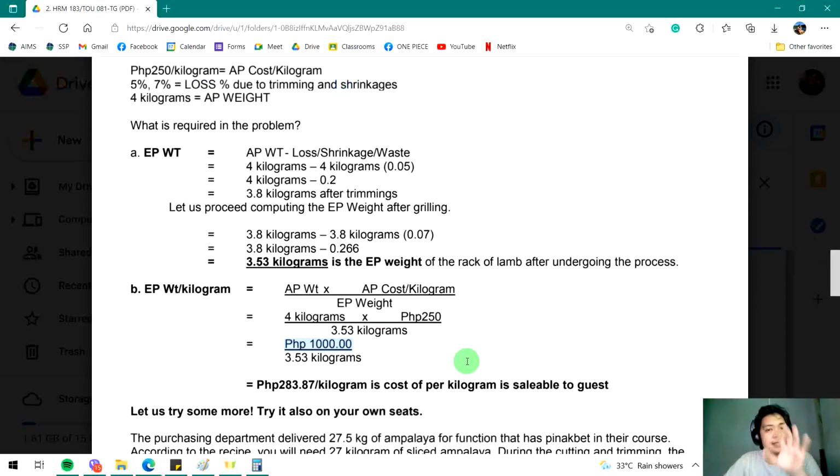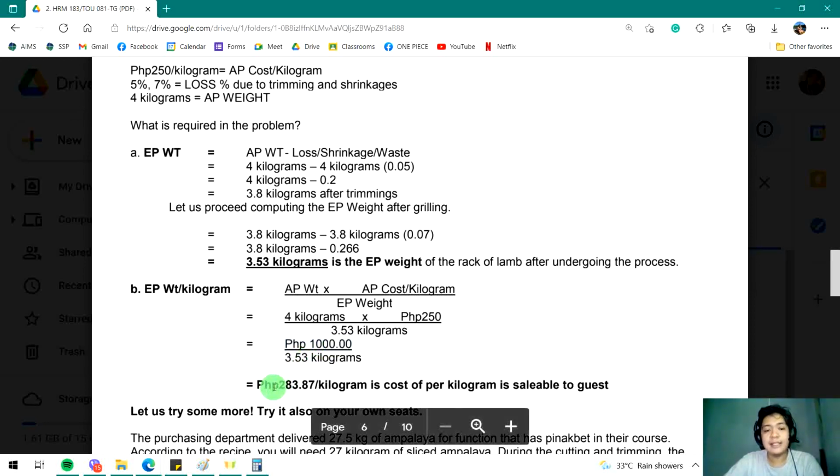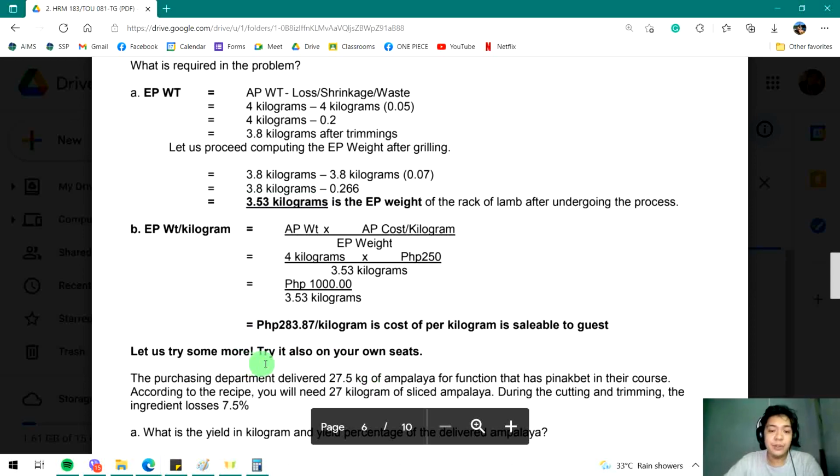So, ibig sabihin, kada 4 na kilo ng rack of lamb, we are spending 1,000 pesos. So, kailangan natin ngayon malaman kung magkano yung presyo ng rack of lamb natin after all the trimmings, after all the process. Kailangan natin malaman kung magkano yung presyo niya per kilo after undergoing all the process. And that is by dividing the AP weight times AP cost, or 1,000, over the EP weight that we have, which is 3.53 kilograms. So, yon. Let's try some more, no?